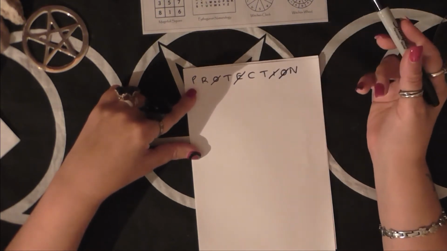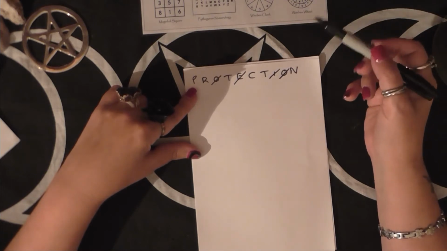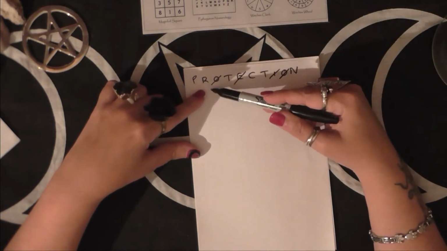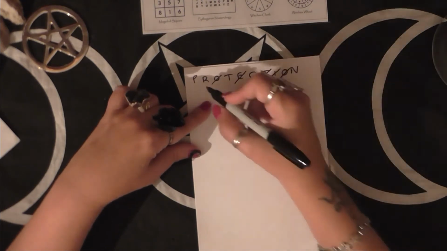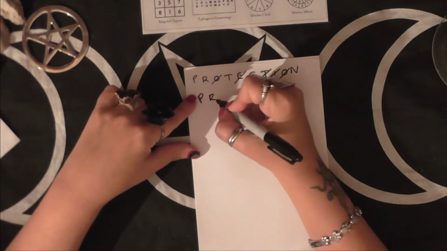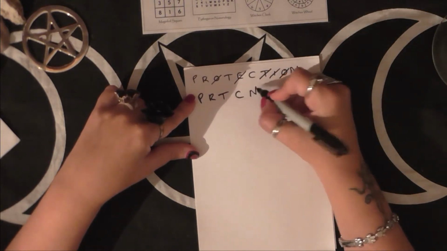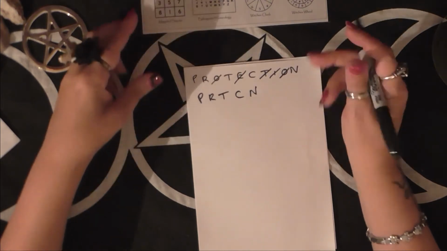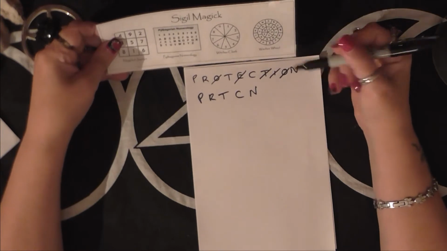And then I would also take out any letters that repeat themselves. So the P's okay, R's okay, T, C, take out the T, we leave the N. So this leaves P, R, T, C, N. Okay, we are going to follow the witch's wheel.